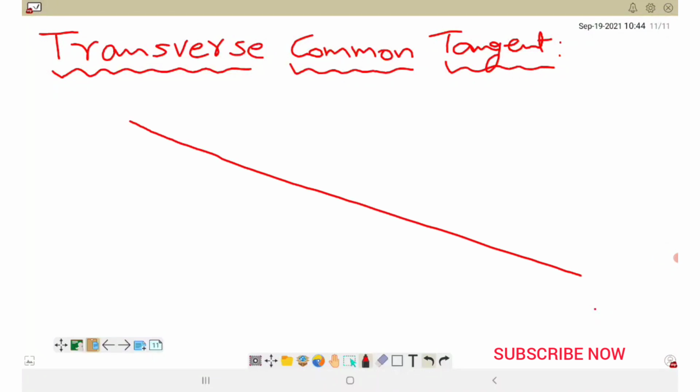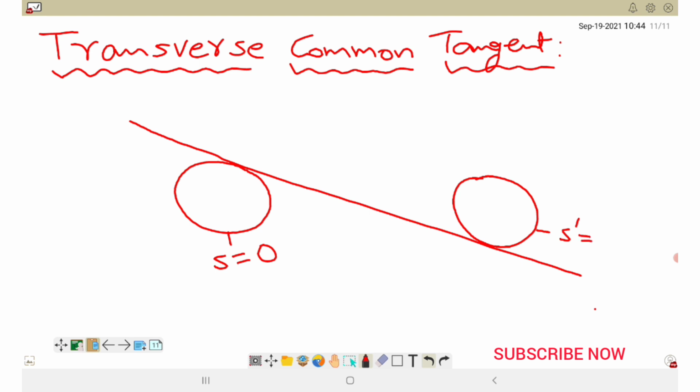Transverse common tangent. Let this be a common tangent of the two circles, S equal 0 and S dash equal 0. If the two circles lie on opposite sides of this common tangent, then this common tangent is called a transverse common tangent, TCT.